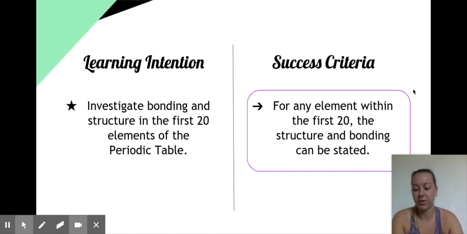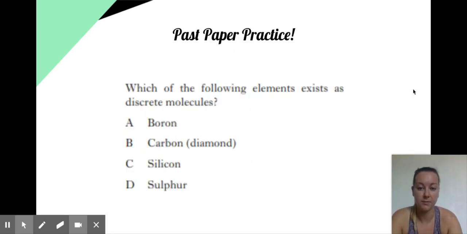So I've got 3 past paper questions I'd like you to have a wee go at and see if you come up with the right answers. If you can do that, then you have achieved your success criteria for this lesson.